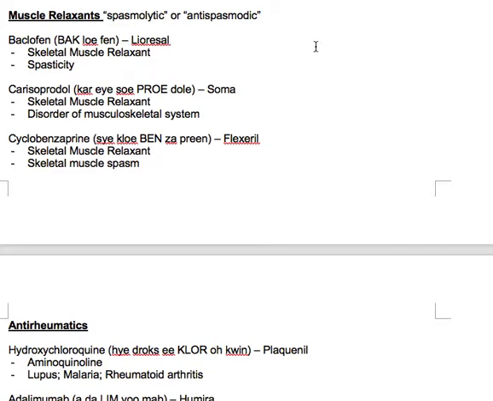Lioresal. And then the second one is carisoprodol, or brand name Soma. And the third one, which is most commonly used for acute muscle pain or spasm, is cyclobenzaprine, or brand name Flexeril. So these are centrally acting skeletal muscle relaxants.